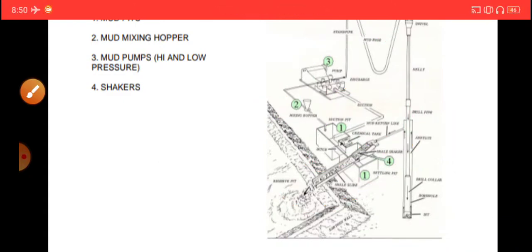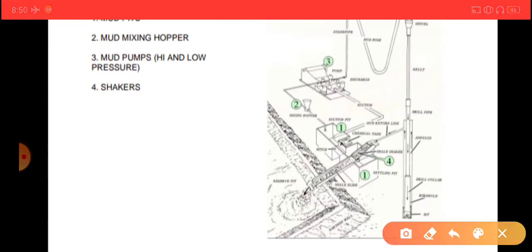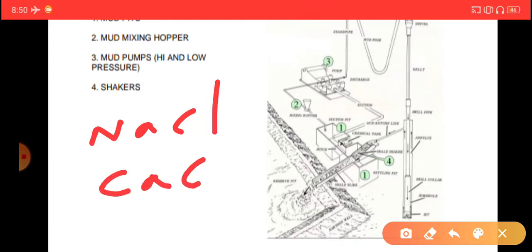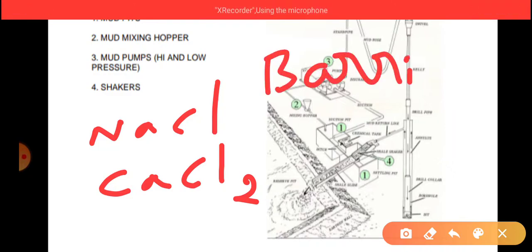What is the purpose of the mud pit? It is to store the mud we are using in the drilling. And the mud mixing hopper: the purpose of the mud mixing hopper is the mixing of chemicals. Whenever chemicals are required, they will be mixed in the mixing hopper. Some examples of the chemicals are NaCl, CaCl, CaCl2, barite. These are some examples of chemicals we use in the mixing.